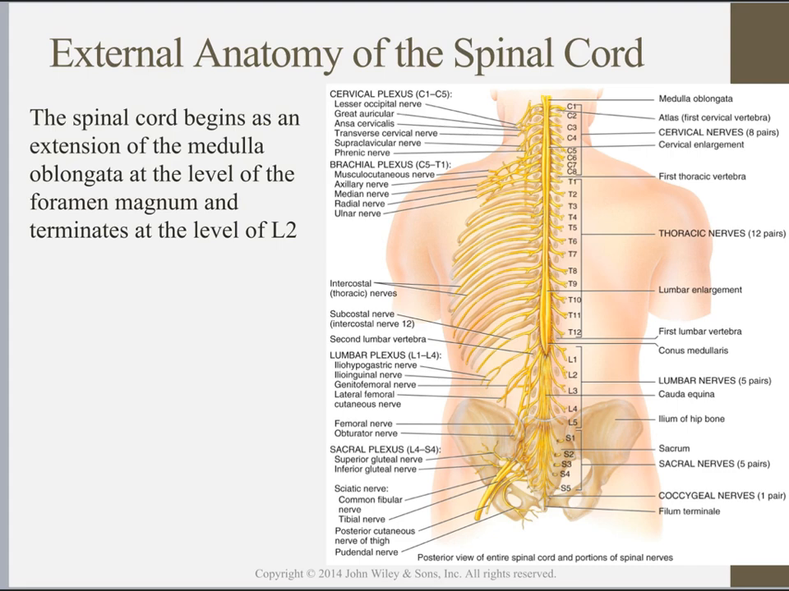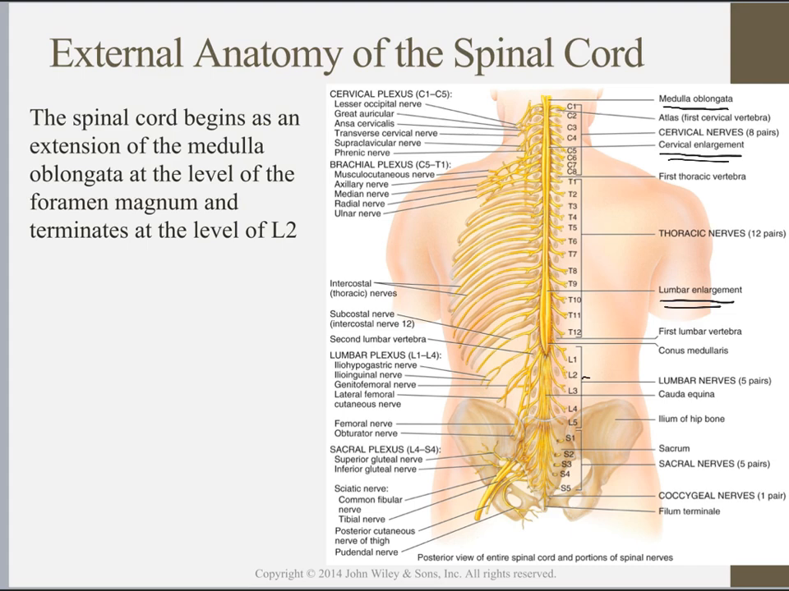Now, what does this picture tell us? So this picture tells us that the spinal cord begins as an extension of the medulla oblongata, so way up here at the brain. And it's going to travel through the vertebral foramen of those vertebrae and terminate all the way at L2, which is down here. Now, let's look at a couple things about the spinal cord. We get 2 enlargements, the cervical enlargement here and the lumbar enlargement here.